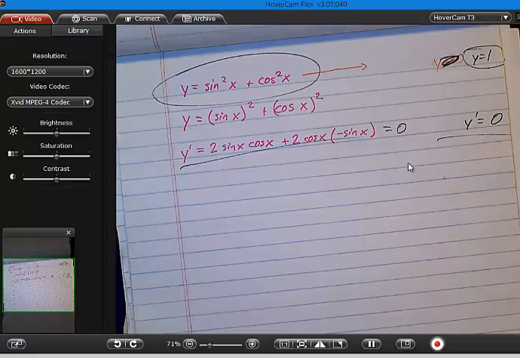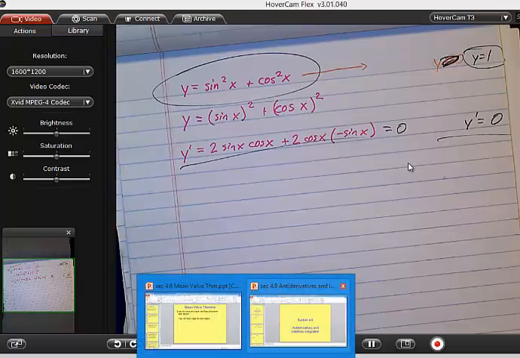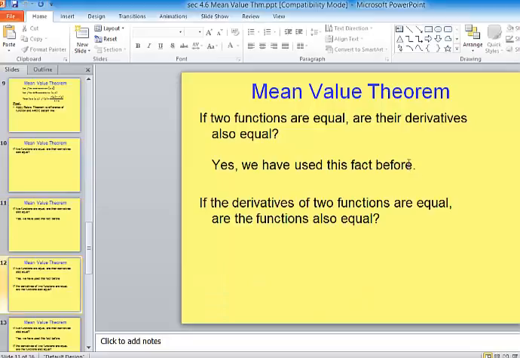But maybe less clear is this. If the derivatives of two functions are equal, are the functions also equal? This is what I'm going to come back to in just a second. Okay? I want to go to today's lesson.